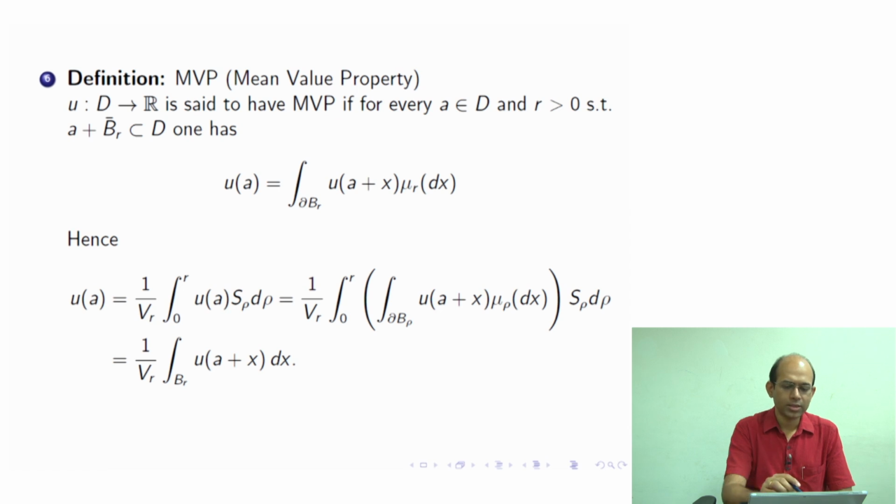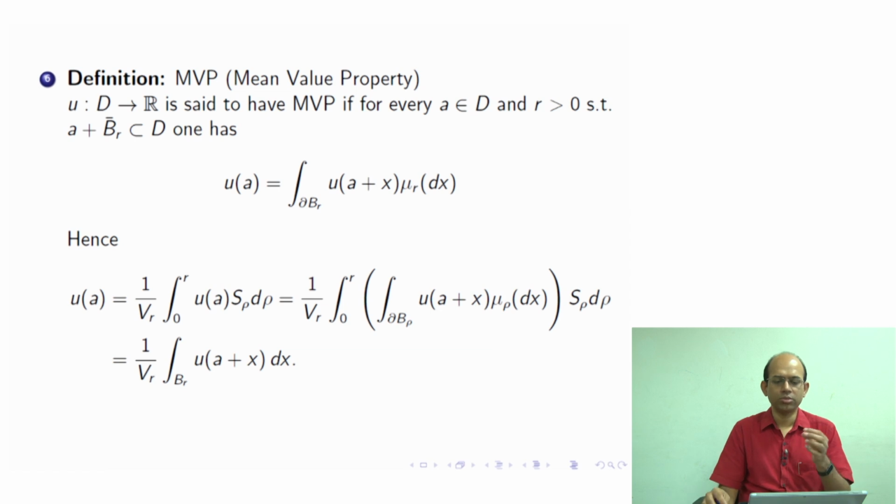One has that U of A is equal to the integration of U of A plus x d mu R of x, where the integration is over the boundary of the ball. So, this is like the average with respect to surface area measure, correct? U of A plus x d mu R over del B R. Then we say that U has the mean value property. Not every function satisfies this property.